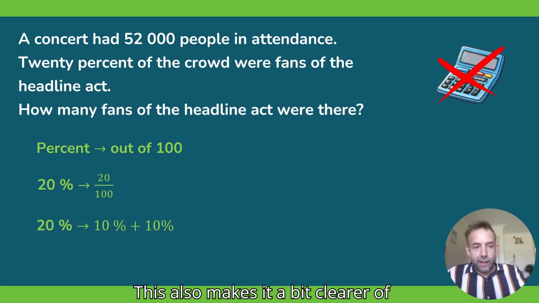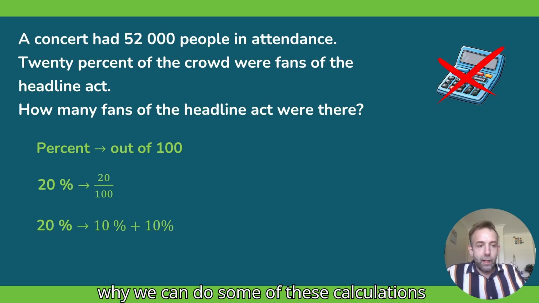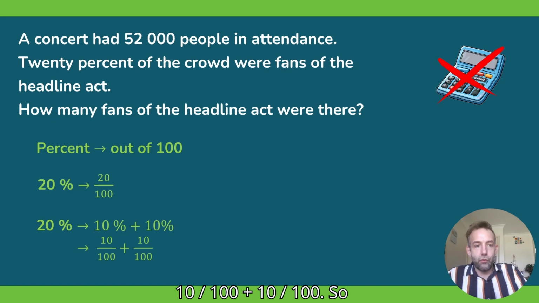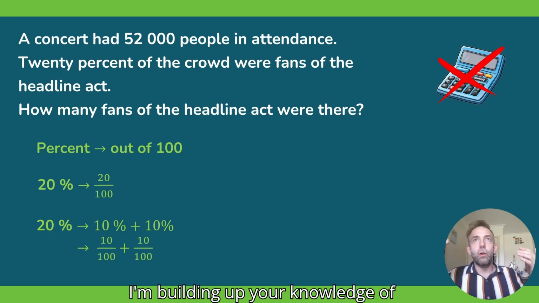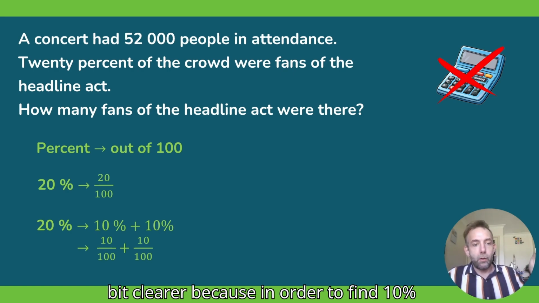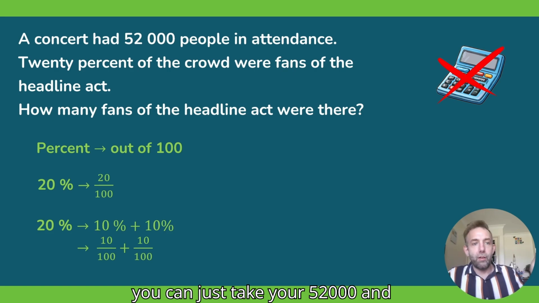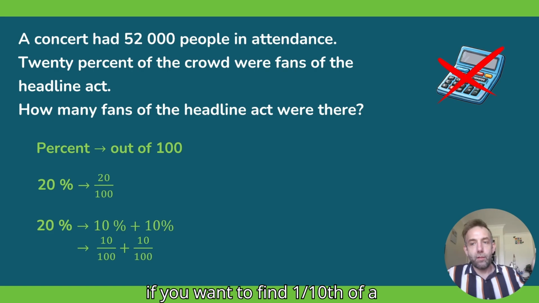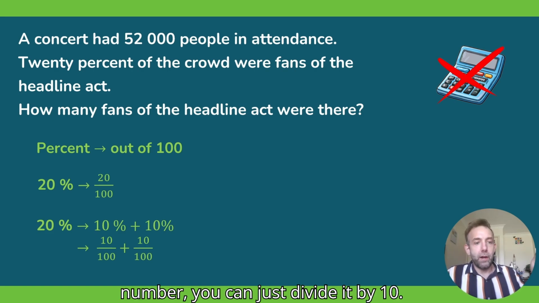This also makes it a bit clearer of why we can do some of these calculations, because 20% is 10% plus 10%, which is 10 over 100 plus 10 over 100. So I'm building up your knowledge of fractions already to try and make things a bit clearer, because in order to find 10%, you can just take your number, 52,000, and divide it by 10. But the reason is 10 over 100 simplifies to 1/10, okay? And if you want to find 1/10 of a number, you can just divide it by 10.